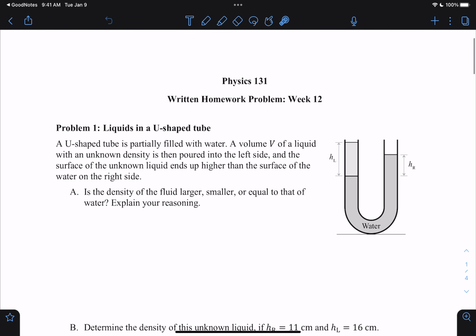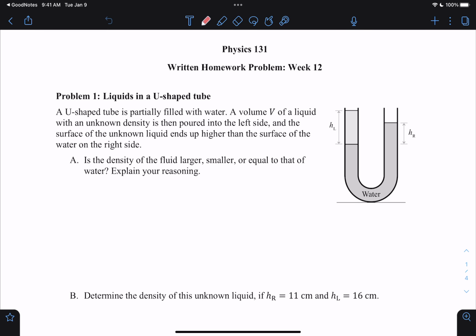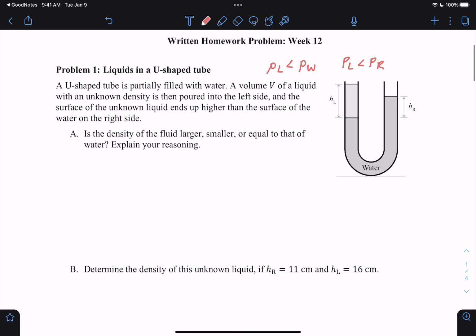So for part A, there's not much information that they give you here, except that the density of the liquid is less than the density of water, or we can say that rho L is less than rho R. So for part A, they're asking us, is the density of the fluid larger, smaller, or equal to that of water?